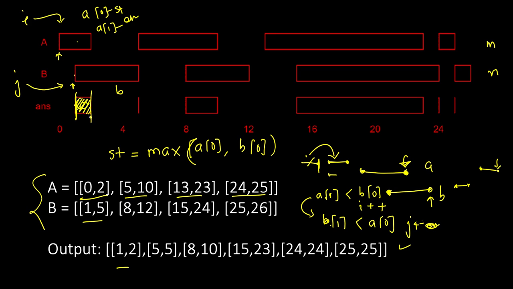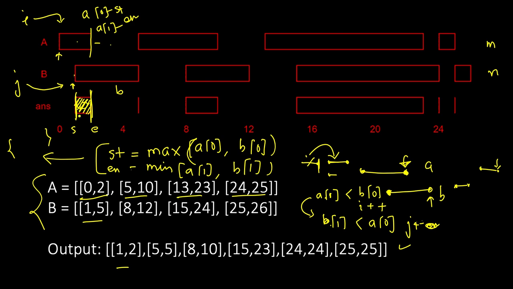And what will be the end time of this result? Whichever job ends first. So if this job ends first, after that there cannot be overlap, at least for this interval. So end for this result will be min of A1 and B1. That's it. We have the start and end of a result. We will push this interval to the result, whichever we have to accumulate in this list. So we will push this into this list, and then we have to look for the next interval.